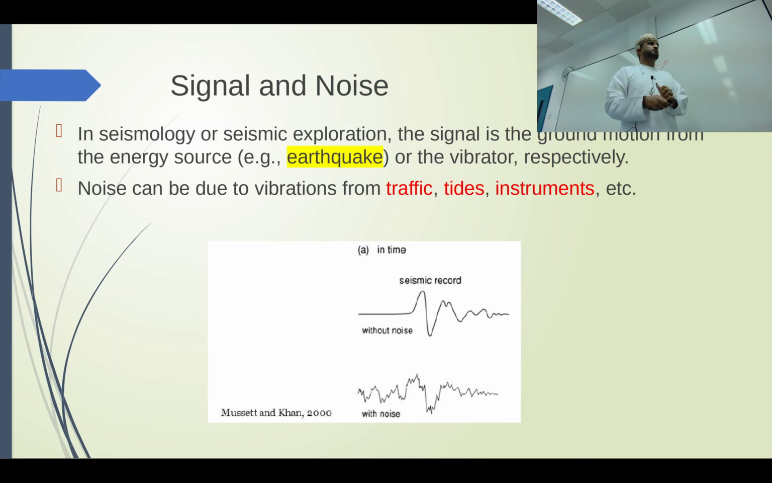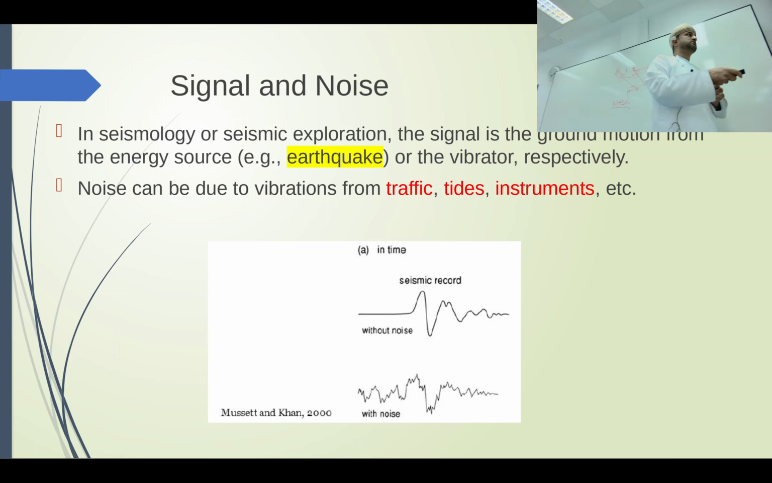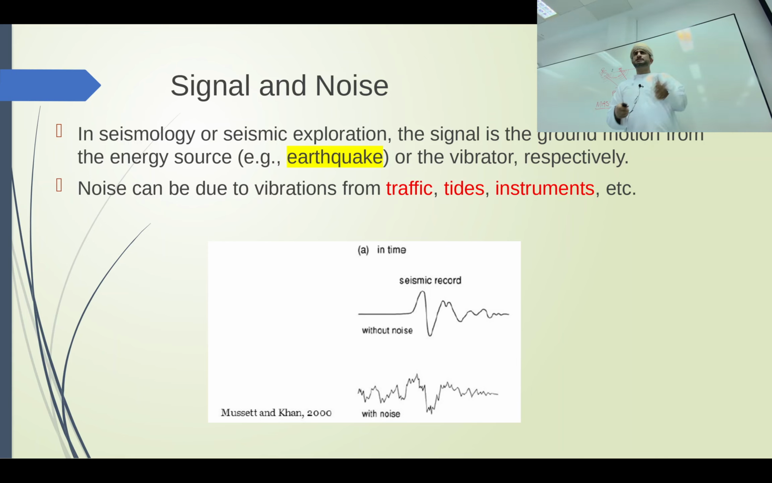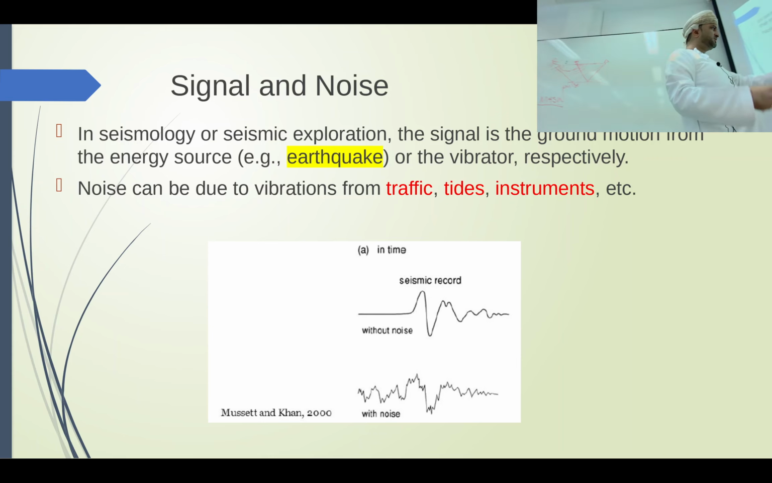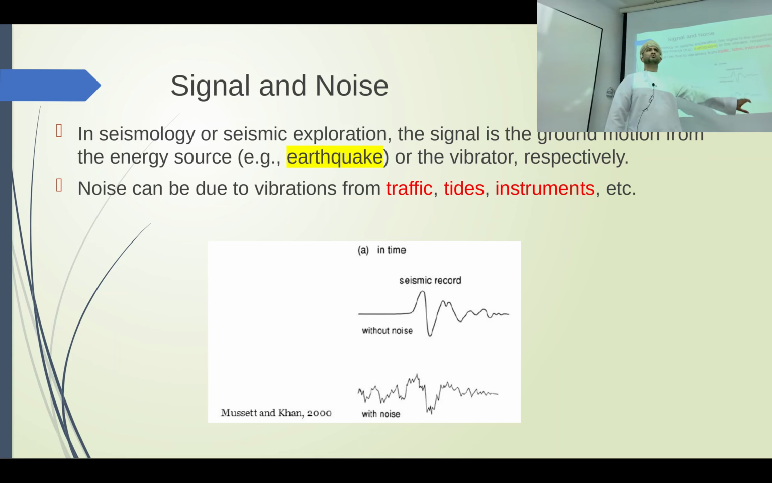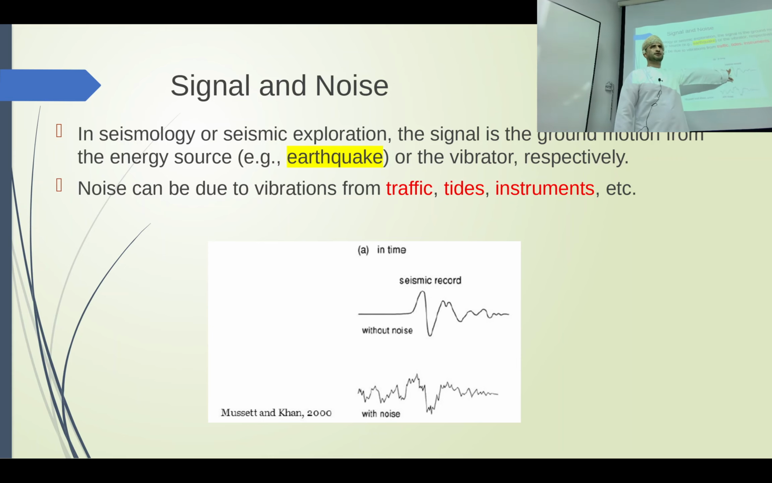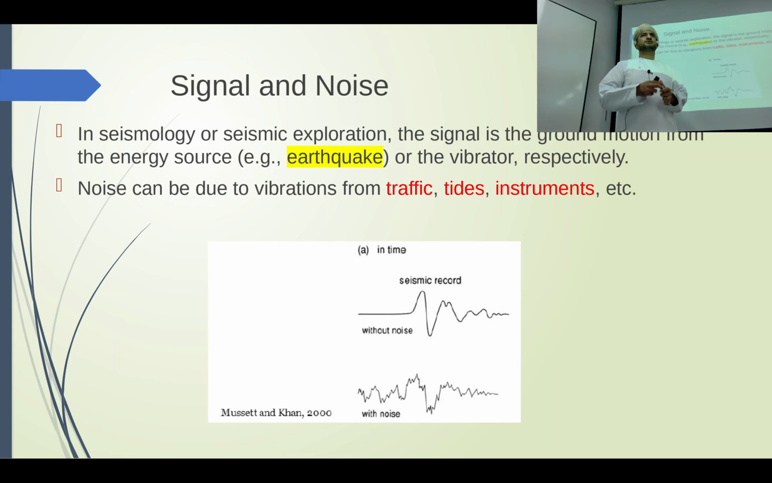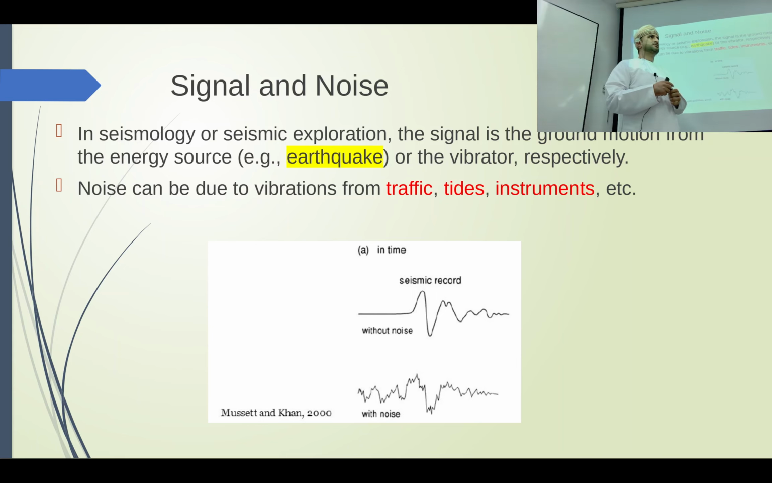Is it clear? So this is, again, a snapshot of a trace without noise. This is noisy. These types of noise are easy to remove. One way I can recognize the noise here: which one do you think has high frequency content, which is shaking a lot, the upper or the lower?